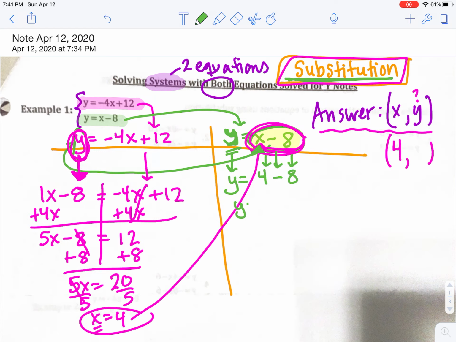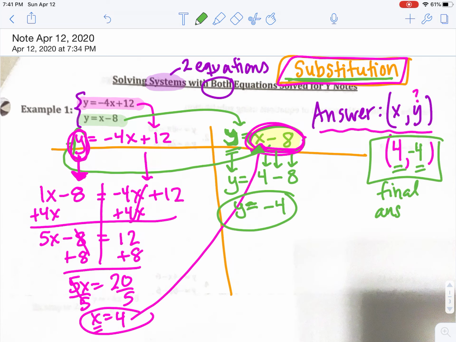Okay, well, what is 4 minus 8? You can use your calculators, do that in your head. You get -4. That's my answer for y. So I have to write it over here on the right as my answer, x comma y. This is my final answer. And that's substitution. That's all we're going to be doing.